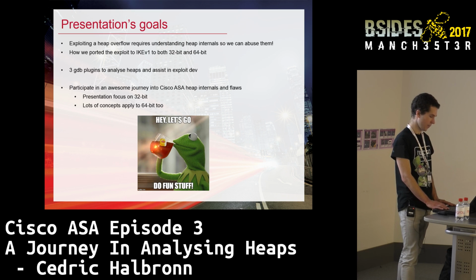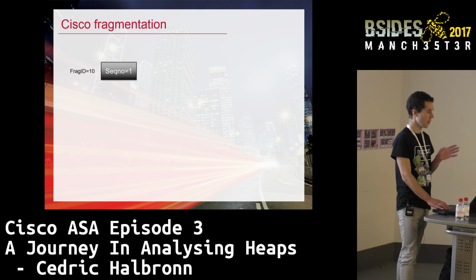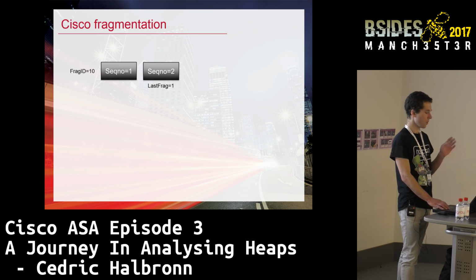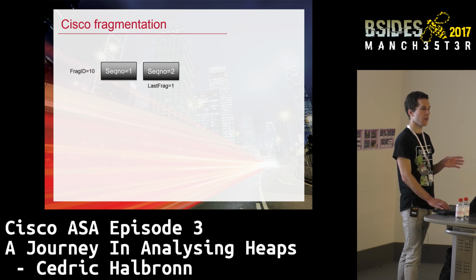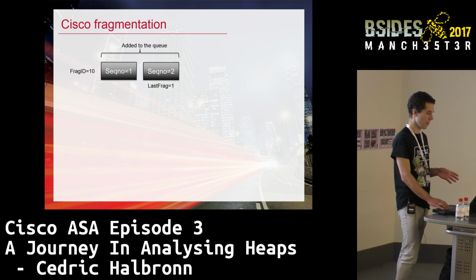Okay, so let's go. What is Cisco fragmentation? The idea is you have a fragment ID, which is going to be the same for all the fragments. Then you have a sequence number, which is different for each fragment. So you have sequence number 1, sequence number 2, and then one of the flags is to set the last fragment to 1, for example. What happens is the router knows it received all the fragments, and it can reassemble them now.